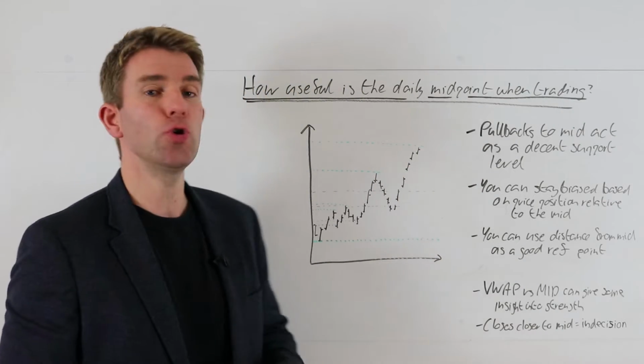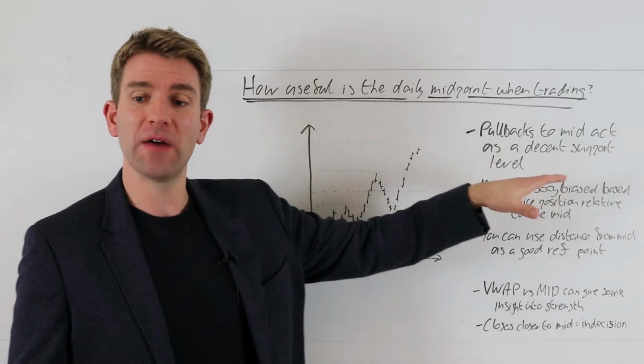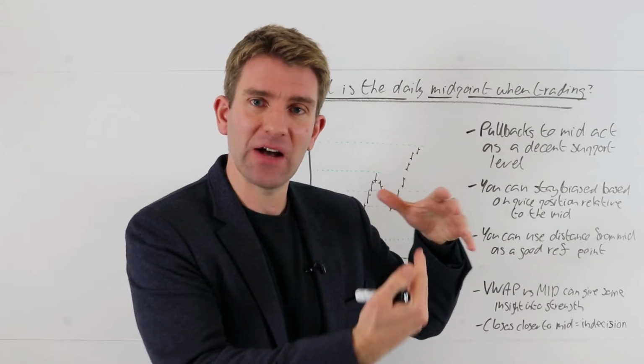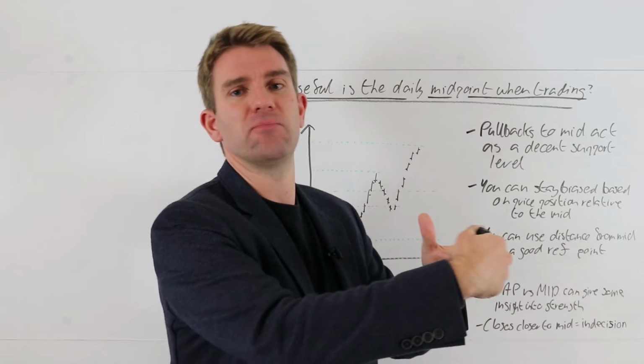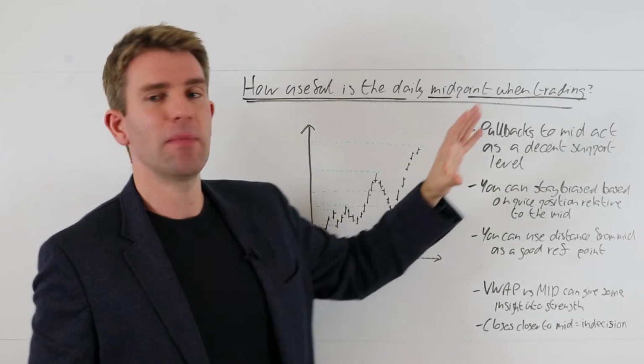So some things we can do with the midpoint, and that is pullbacks to mid act as a decent support level. Very often you'll find, guys, that price might rally up, and as it counter trend cycles, if it's an aggressive move, you don't really want it to jerk back quickly to the mid. You want a nice steady trend that maybe counter trend moves.